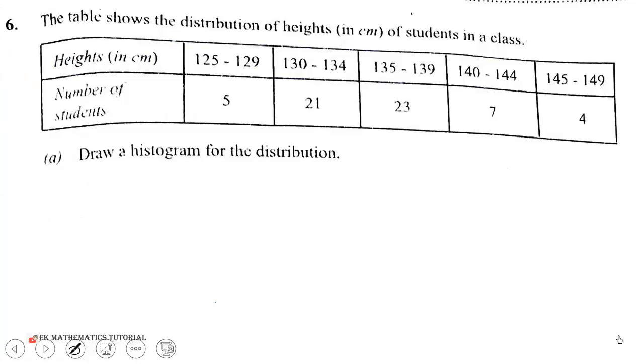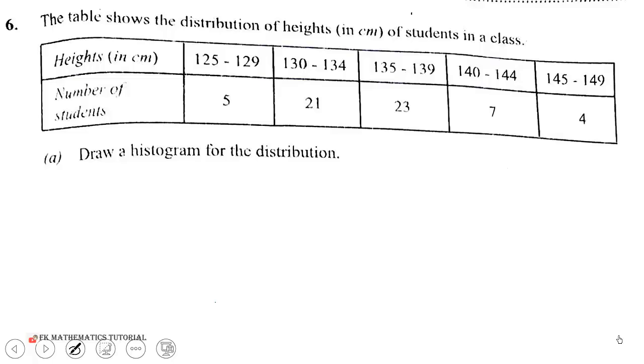Let's continue with question number 6. The table shows the distribution of heights in centimeters of students in a class. Draw a histogram for the distribution. So we can see the table is a frequency distribution table with class interval. So this is a group data with class interval.